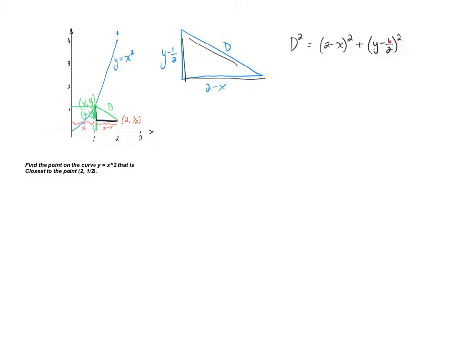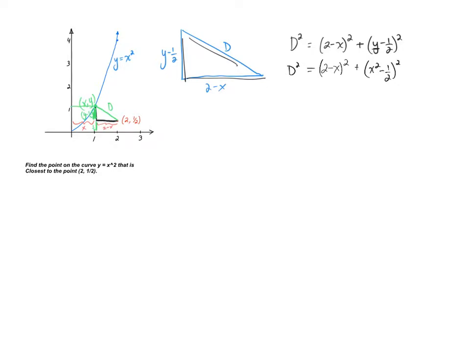And nowhere in this formula have we taken into account what y is equal to. The fact that it's equal to x squared is going to be kind of huge. So let's quickly rewrite this as (2 minus x) squared plus, instead of y here, we're going to use (x squared minus 1/2) squared. And that's what d squared is.